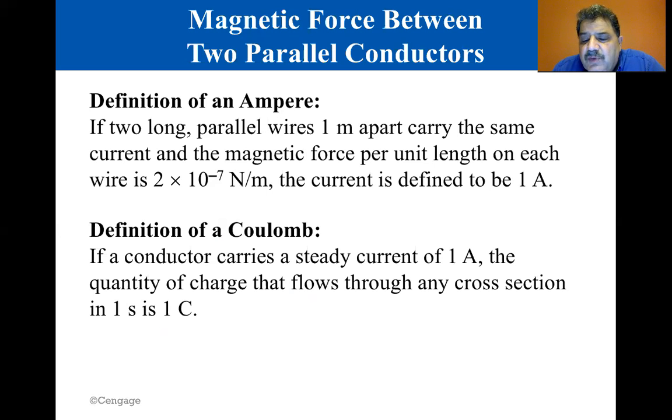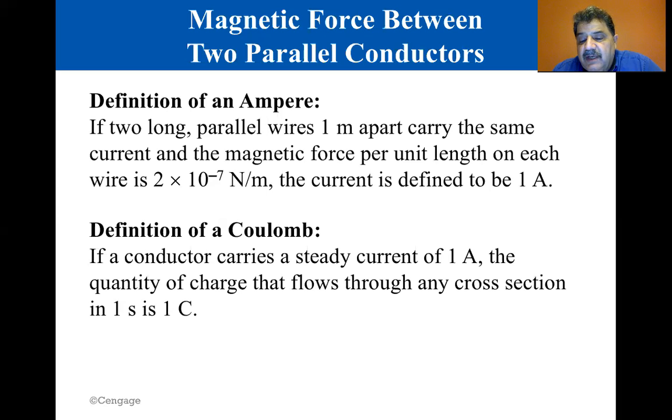The force between two parallel wires carrying a current is used to define the SI unit of current, the ampere. If two long parallel wires 1 meter apart carry the same current, and the magnetic force per unit length on each wire is 2 times 10 to the minus 7 newtons per meter, the current is defined to be 1 amp.